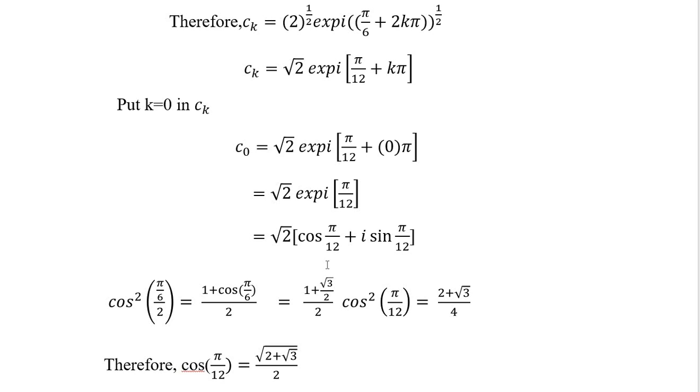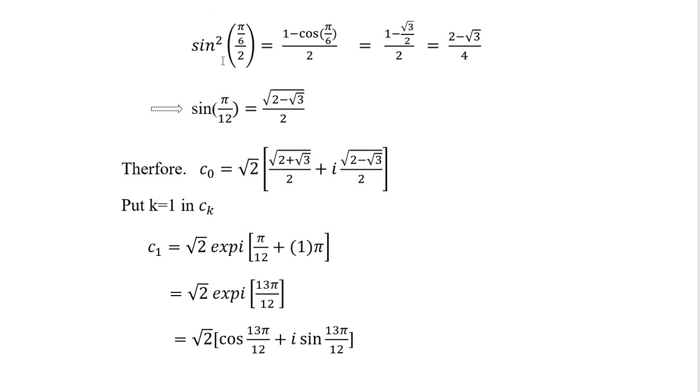So now we are going to find cos pi by 12 using this formula. We know cos squared theta equal to (1 plus cos 2 theta) divided by 2. Using this formula, we can find the cos pi by 12 value. Therefore, the cos pi by 12 value is square root of (2 plus square root of 3) divided by 2. And similarly, we find the sin pi by 12 value using the sin squared formula. Therefore, we get C0 equal to square root of 2 into [square root of (2 plus root 3) divided by 2 plus i into square root of (2 minus root 3) divided by 2].